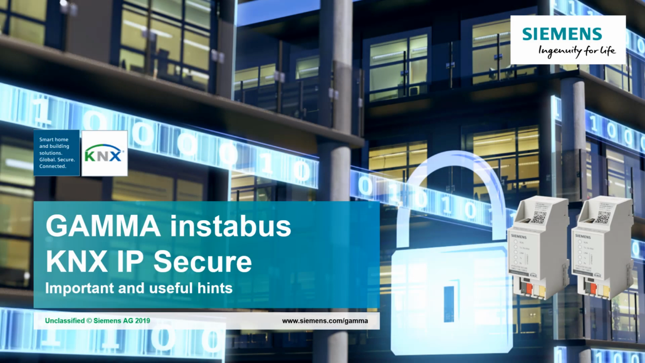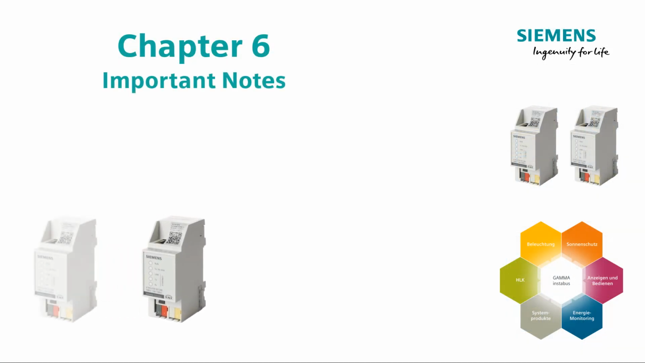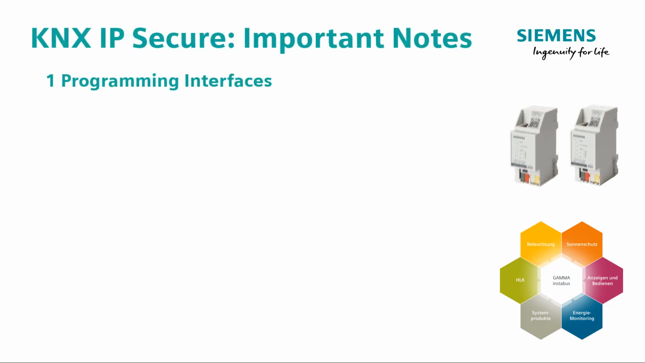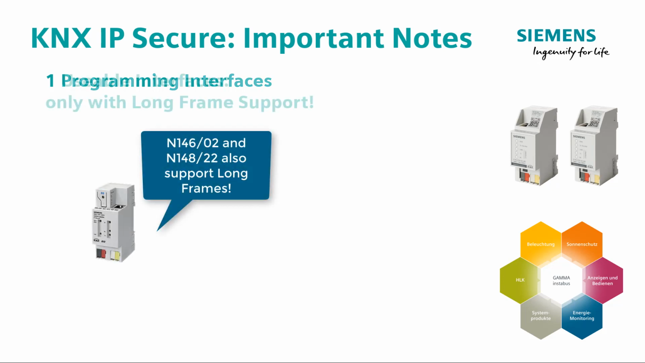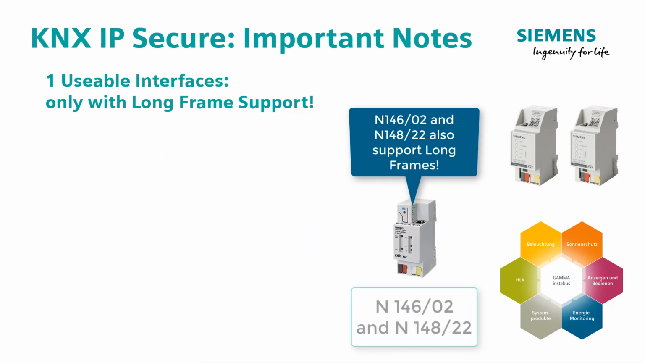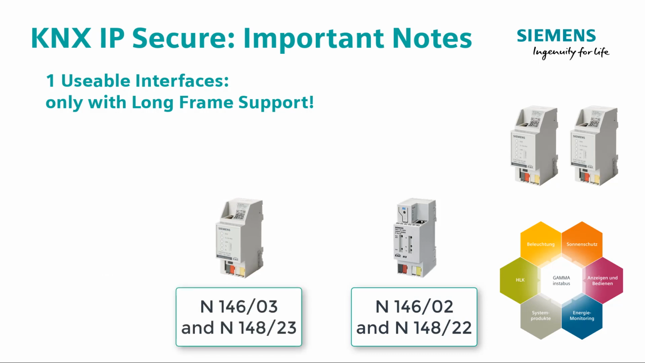Important notes. The following notes refer to KNX IP Secure products in both secure and unsecured mode. 1. Programming interfaces. Interfaces with long frame operation are required for downloading IP Secure products. The IP Secure products have this option. Thus, one of these products can be used immediately during commissioning, even if it is still in the ex-factory configuration state. All IP Secure products are also self-programmable.